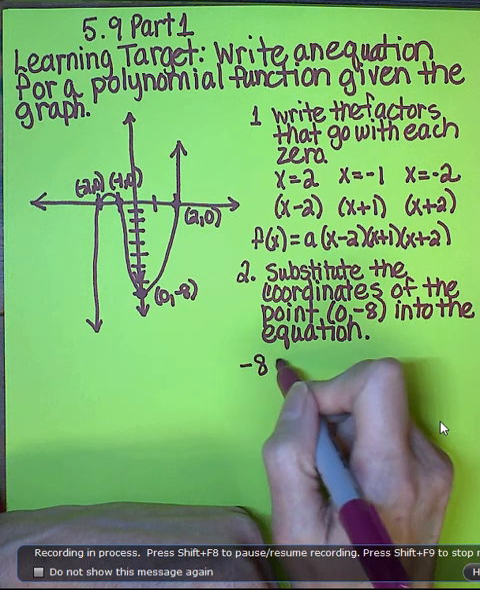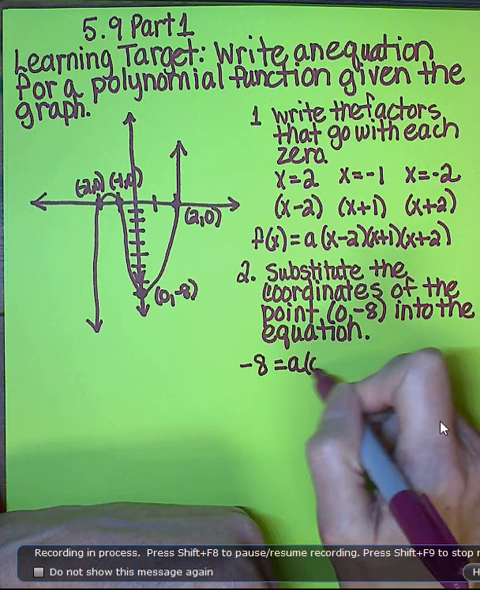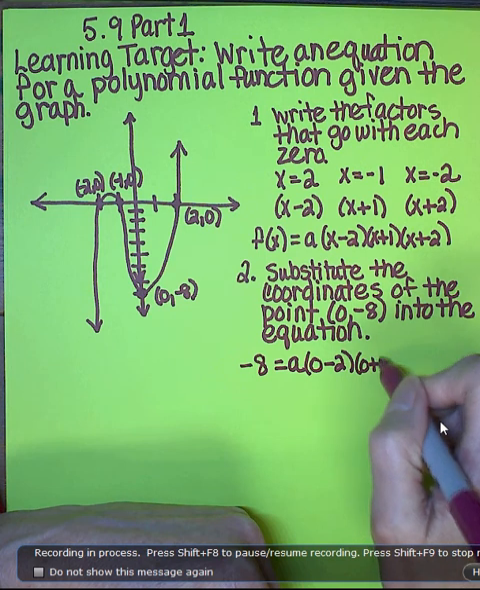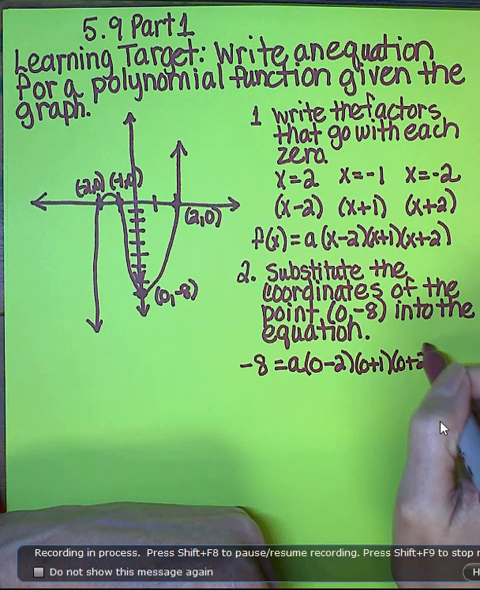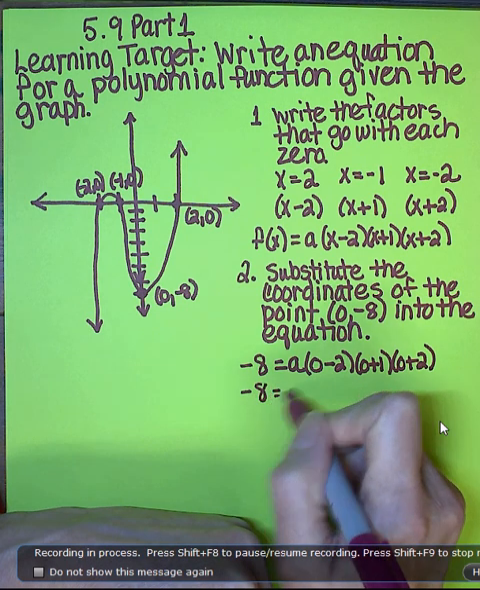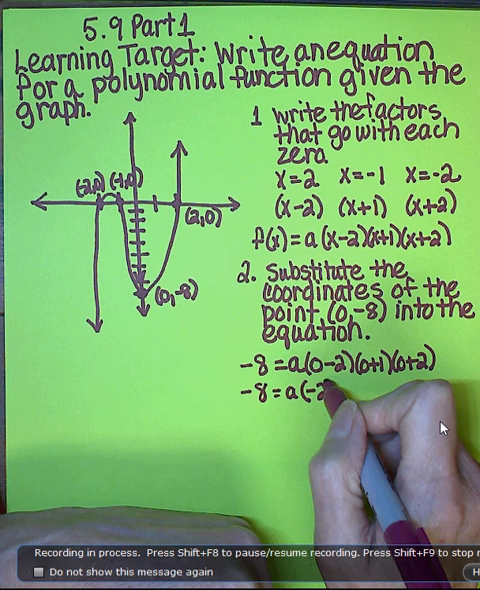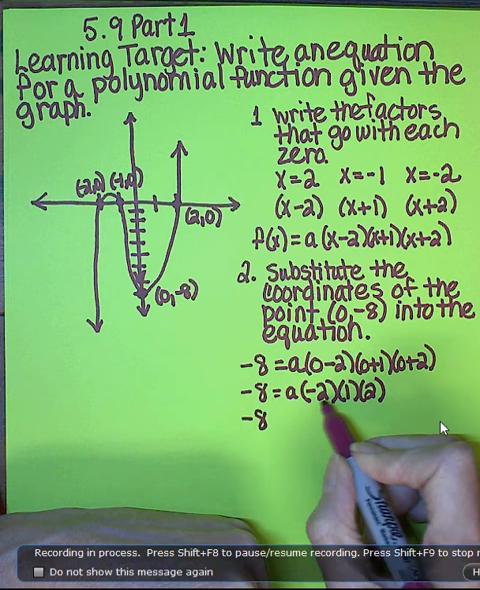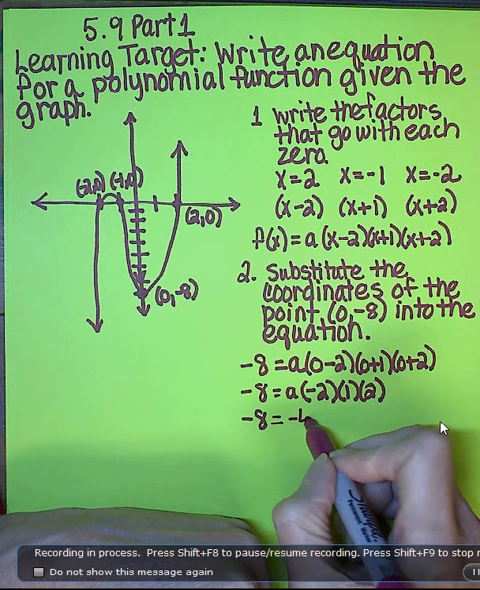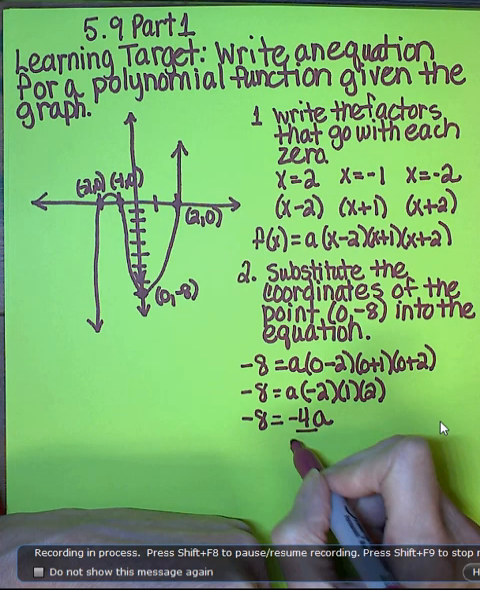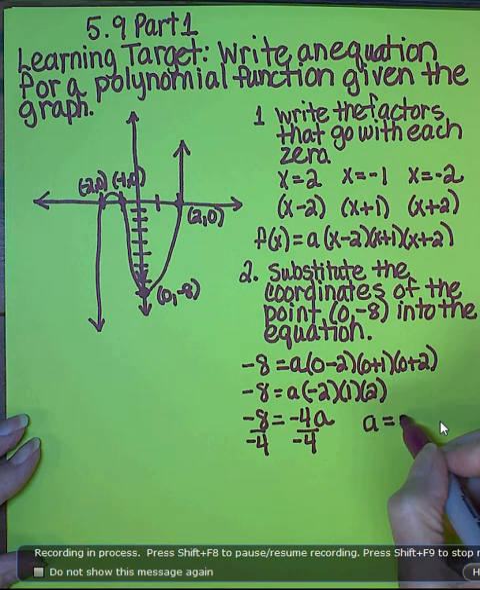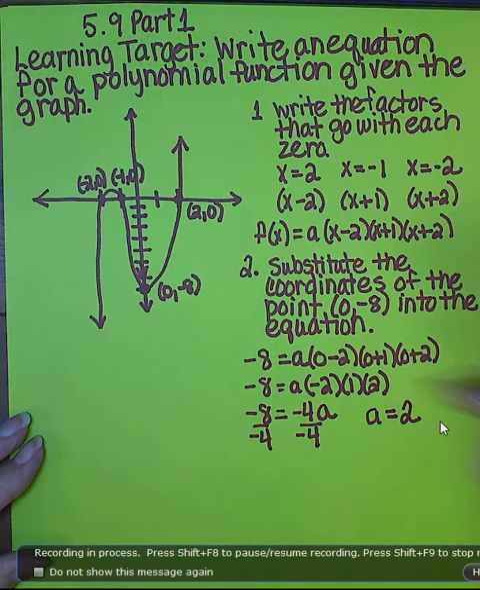So the negative 8 would go here. We have our a, and then we plug our 0 in for x, and I'm using this equation right here. So that would just be negative 2, 1, and 2. And if I multiply that all out, I would get negative 4. Okay. And then I can just divide both sides by negative 4 to find my a value. And in this case it comes out to be positive 2, which makes sense because this is a positive odd graph.